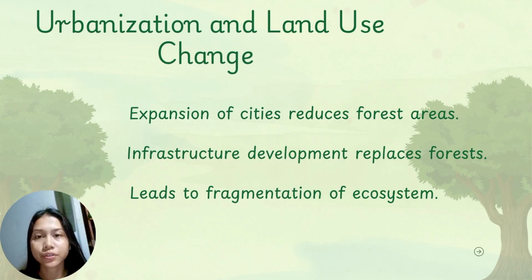Urbanization and land use change. Expansion of cities reduces forest areas. Infrastructure development replaces forests and leads to fragmentation of ecosystems. So, urbanization causes forests to be cleared for roads, buildings, and infrastructure. As cities expand, forest ecosystems become fragmented and smaller. This negatively affects biodiversity and reduces the environmental benefits provided by forests.